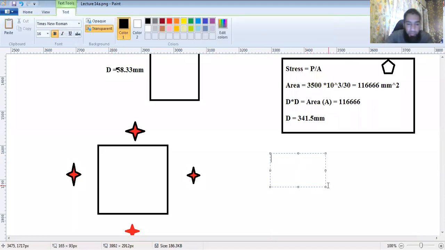So thereby we can now assume our column dimension to be 300 mm. Now this is based on assumption. We are first of all assuming, but assumption is also based on certain facts.